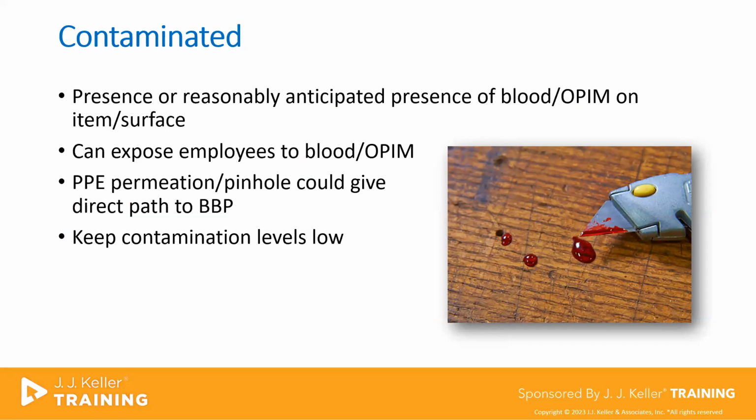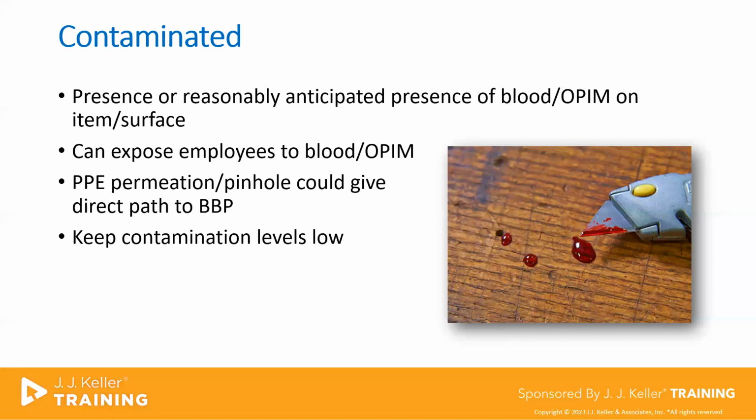All right, great information there, Tricia. So let's move on to contaminated. Contaminated means the presence or the reasonably anticipated presence of blood or OPIM on an item or surface. Contaminated items or surfaces can expose workers to blood or OPIM if the contamination is not detected or removed. If a worker has cuts or wounds and a contaminant permeates through the PPE, or if the PPE has even a pinhole, the bloodborne pathogen has a direct path to enter the body. The goal is to keep contamination levels as low as possible.